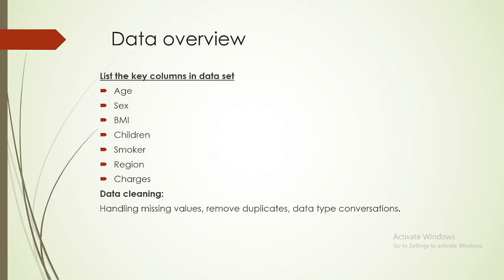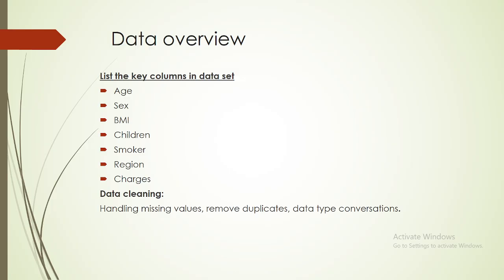Then the first and foremost step of any data analysis is data cleaning. That means we are going to identify the blank values and duplicate values. If it has missing or blank values, we are going to replace them with the mean or median according to the data. And we will also convert the data types and standardize the data.